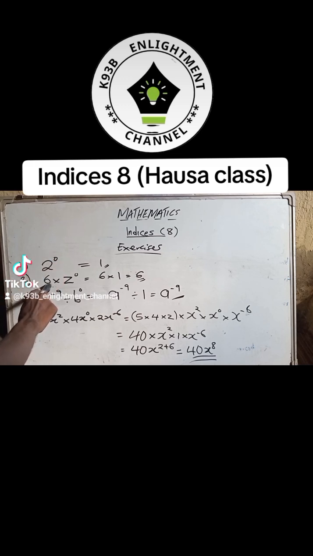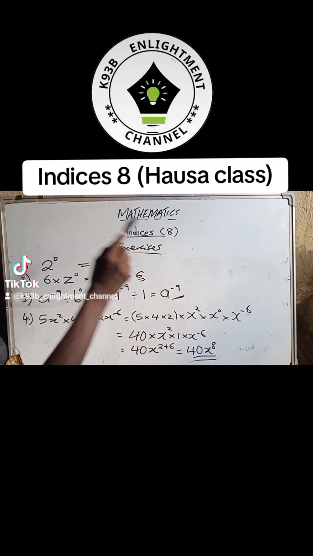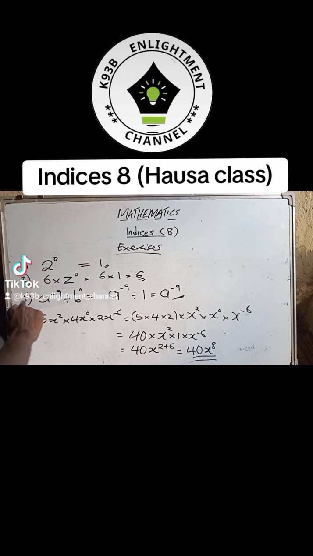Na da 6 times z raised to power 0. z raised to power 0 is equal to 1. Saboda haka we have 6 times 1. 6 times 1 kuma is equal to 6. Ka gama shi. Sai na uku.